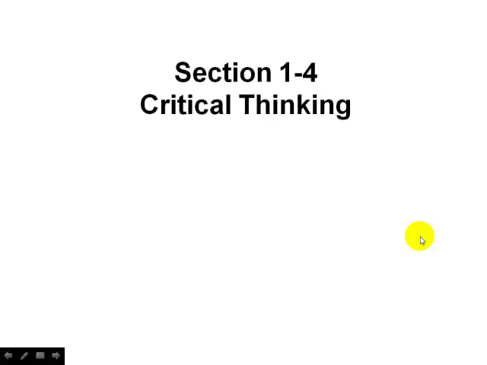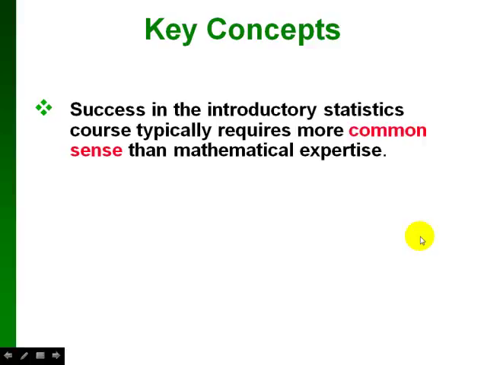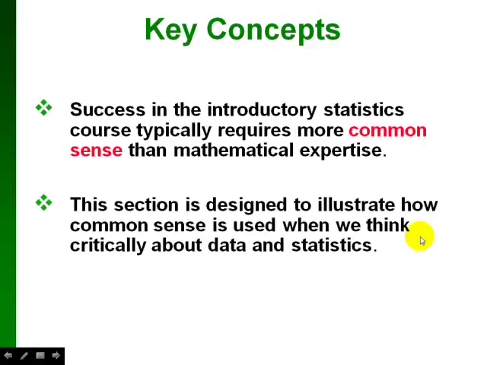Okay, let's look at section 1.4 about critical thinking. Some key concepts in this course are, first of all, that usually introductory statistics takes more common sense than real mathematical expertise. That's partly because a lot of the problems you'll be doing and questions that you'll be looking at will be very applied type problems and questions. So this section is going to illustrate how common sense is used when we think about data and statistics.